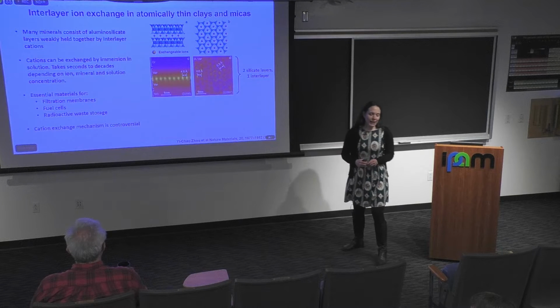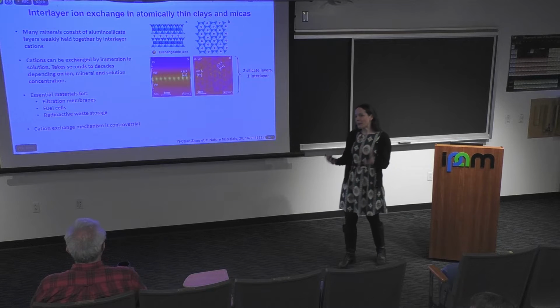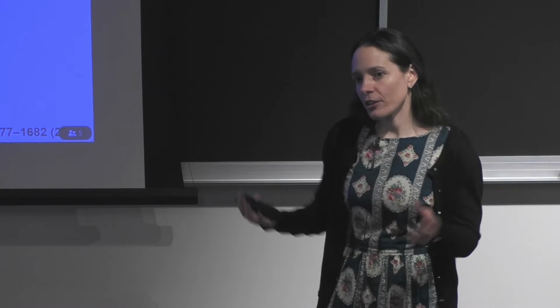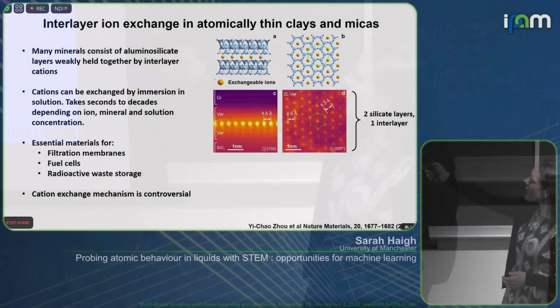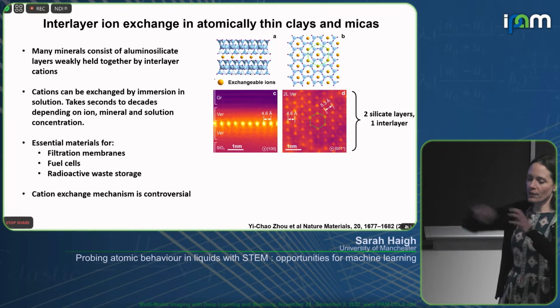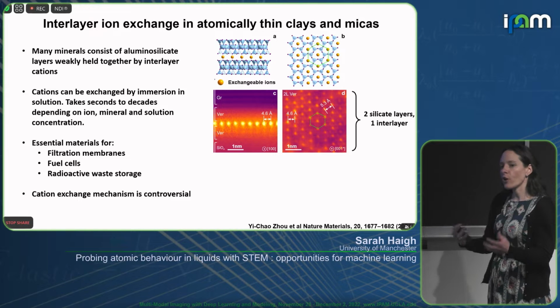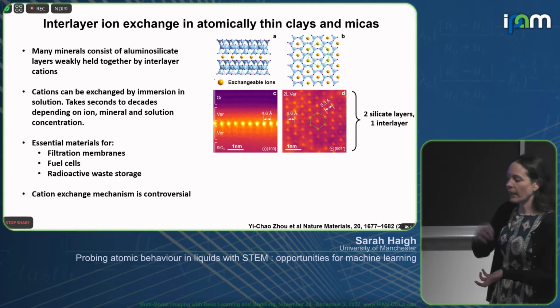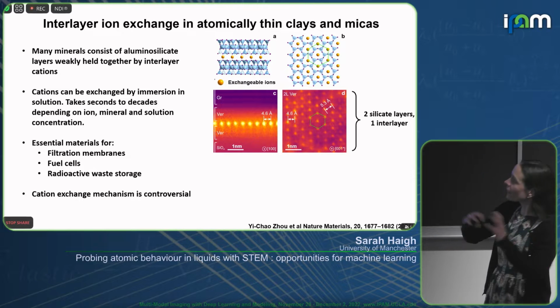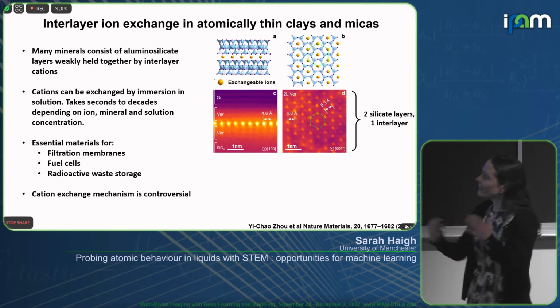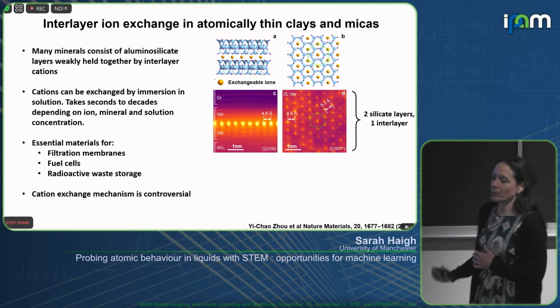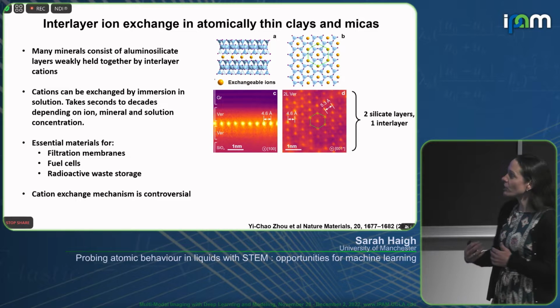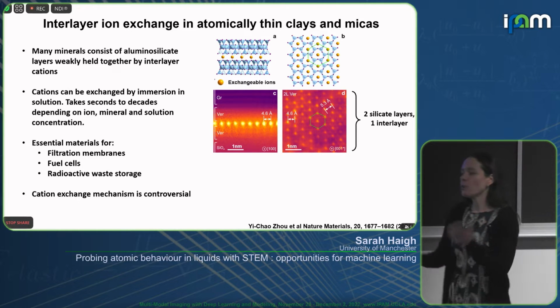Okay, so to start with, I don't know if many people are aware of this class of materials which are called clays or micas. They're aluminosilicate structures, so they have these layers that you can see up here. So these are tetrahedra and octahedra of oxygen, aluminium, and silicon. And they create these long layers, and sticking them together are these exchangeable cations. Now, these materials are ubiquitous. They are all over the place.